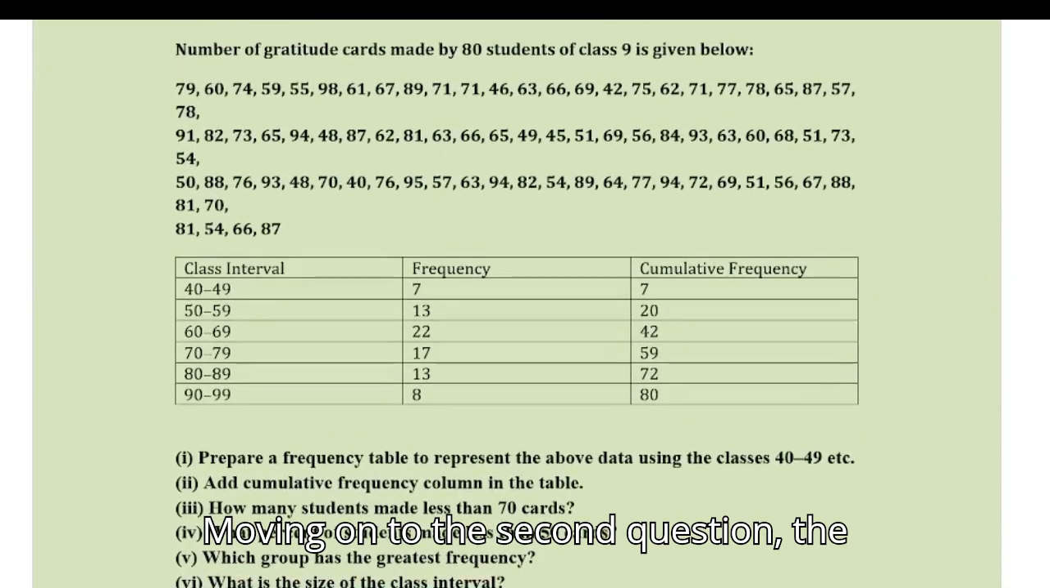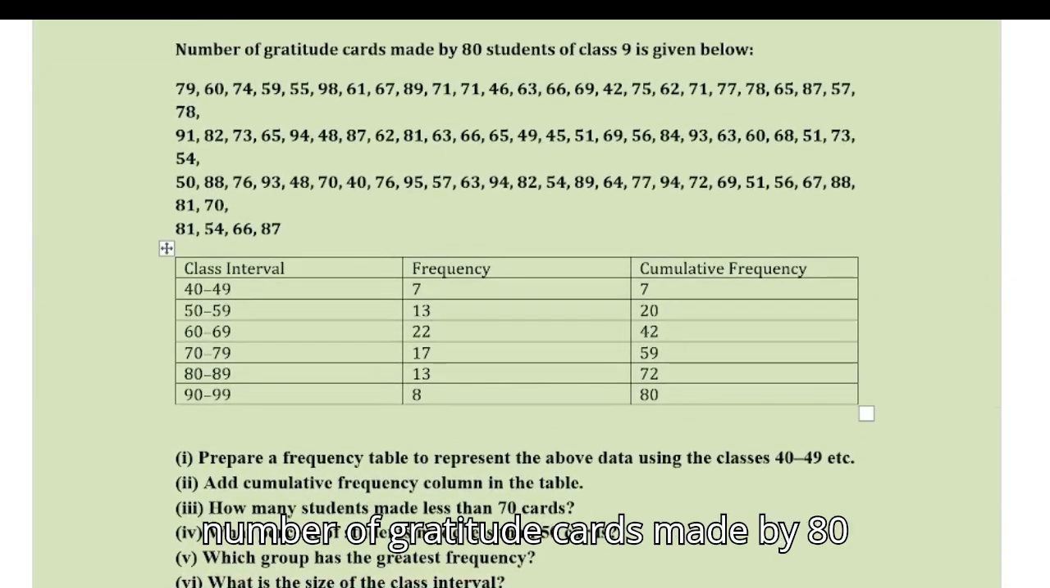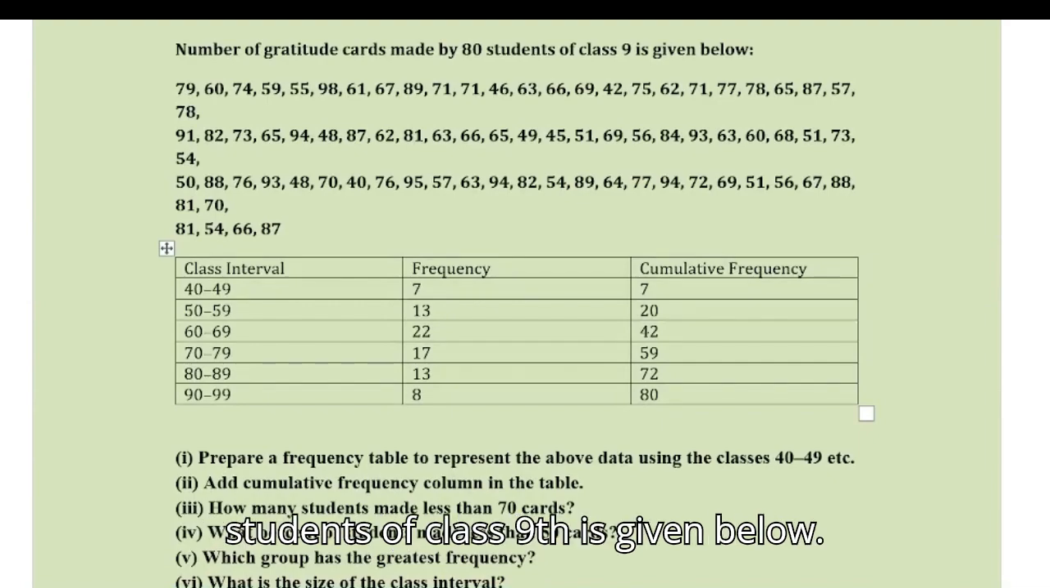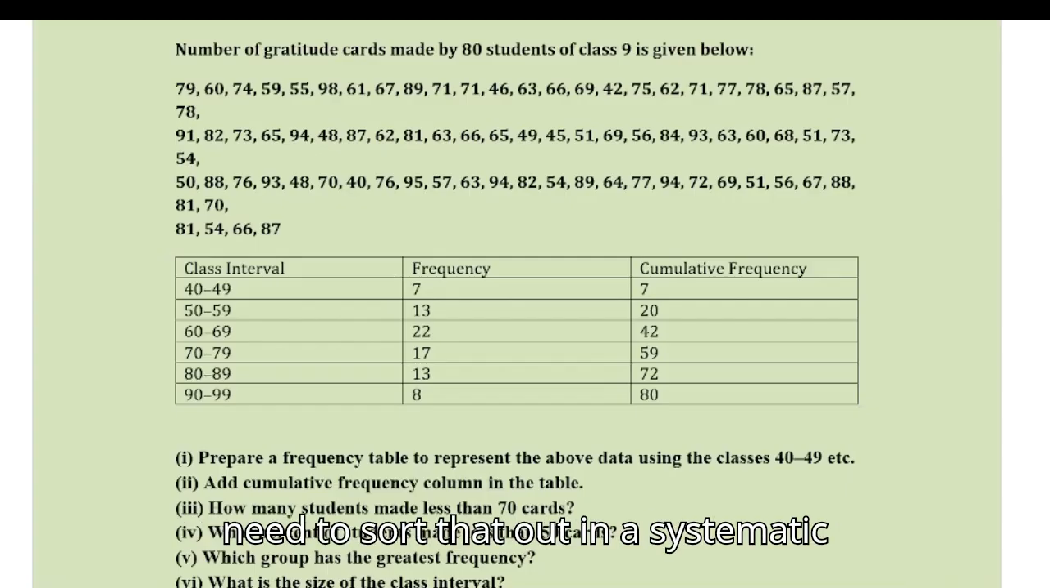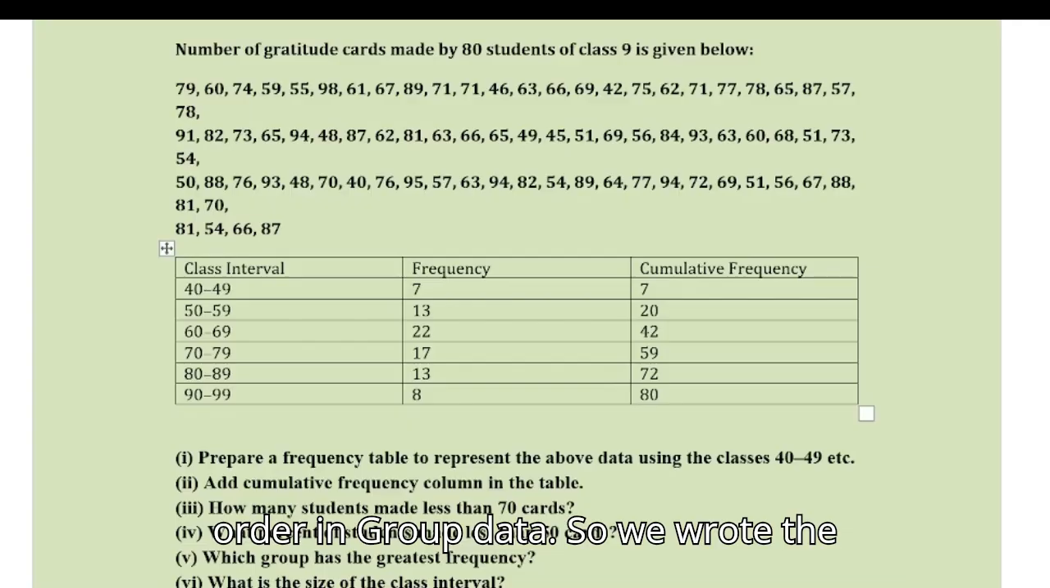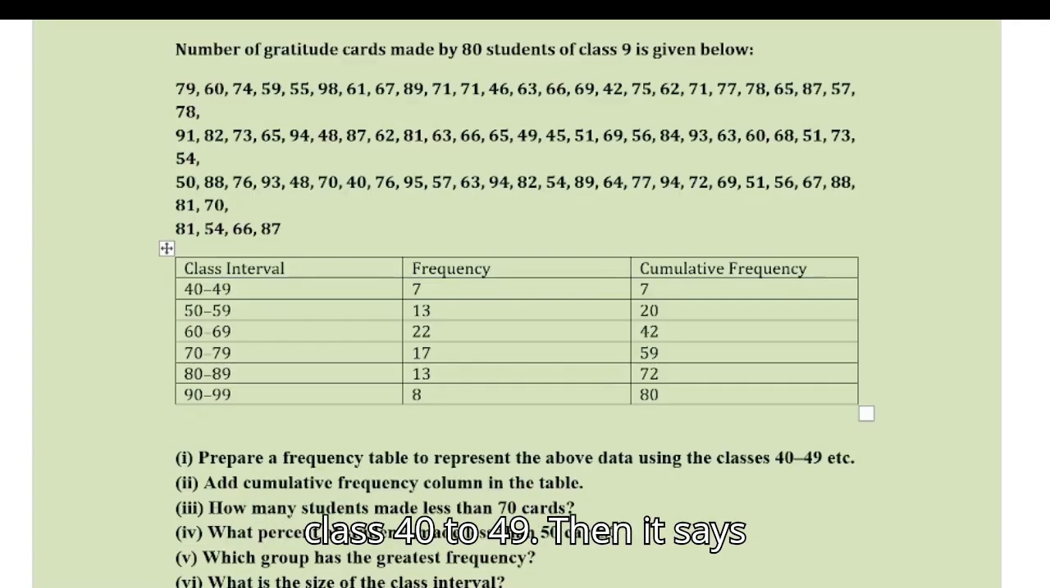Moving on to the second question, the number of gratitude cards made by 80 students of class 9th is given below. Here we have ungrouped data, and we need to sort that out in a systematic order into grouped data. So we wrote the class interval first. This is our first class, 40 to 49, then 50 to 59, 60 to 69, 70 to 79, 80 to 89, and 90 to 99.